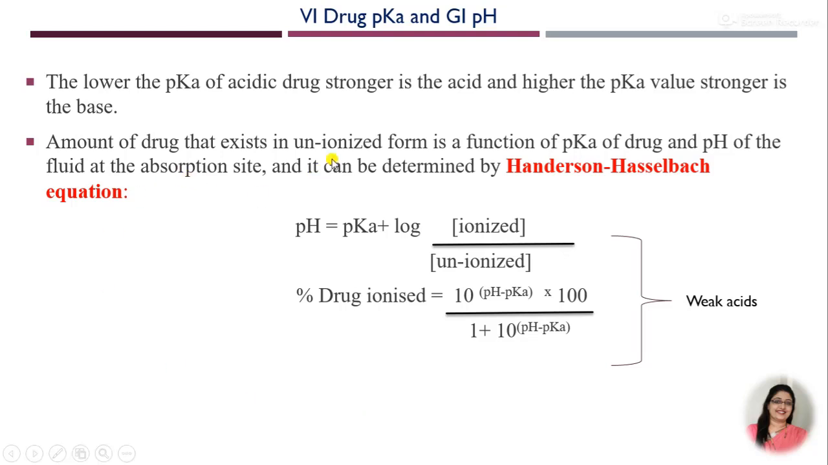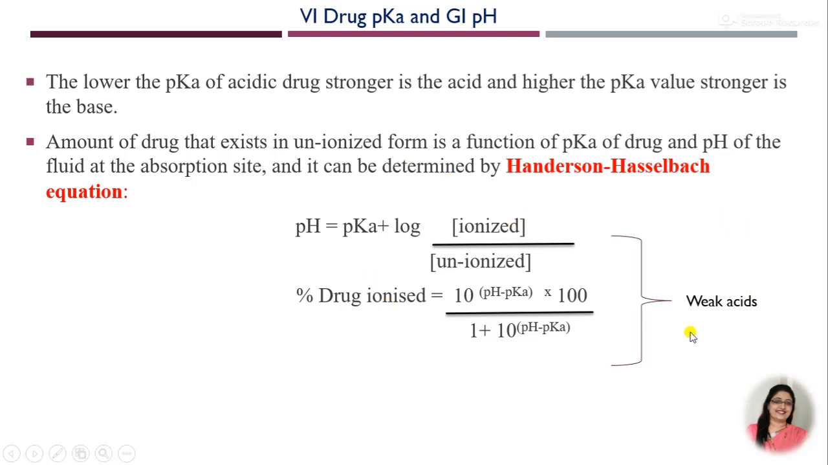The amount of drug that exists in unionized form is a function of the pKa of the drug and the pH of the fluid at the absorption site, which is determined by the Henderson-Hasselbalch equation, which states that pH is equal to pKa plus log concentration of ionized drug divided by concentration of unionized drug.